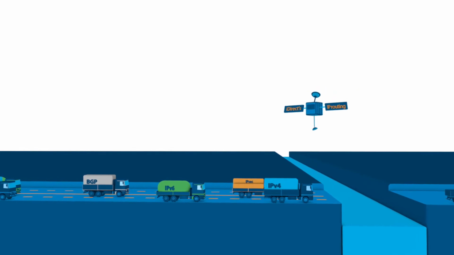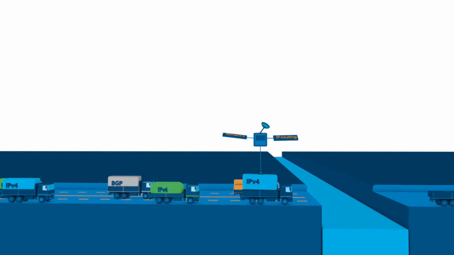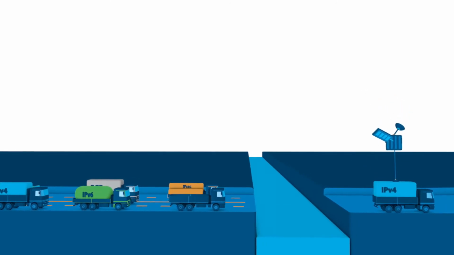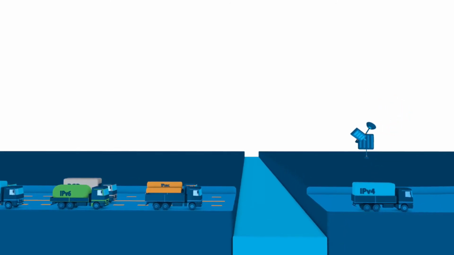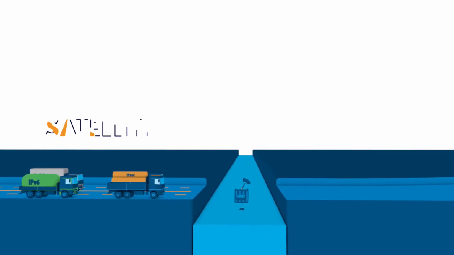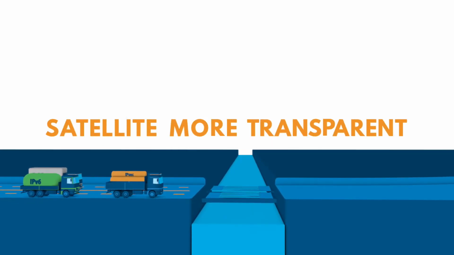In many cases, iDirect's IP routing is a great answer to the gap. But other times, routing across a satellite link is a bit more complicated than desired. Well, what if there was a way to bridge that gap? A way for satellite to become more transparent and just another extension of the network highway.